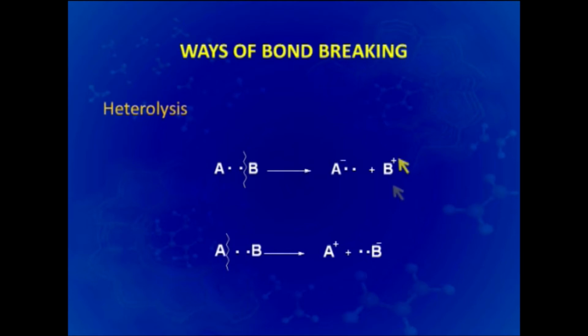Now think of the vice versa situation, wherein the heterolysis takes place in such a manner that A gets nothing and B gets the shared pair of electrons. What will happen in this case is that B will become negative by virtue of getting the shared pair of electrons, whereas A will remain deficient of that electron.